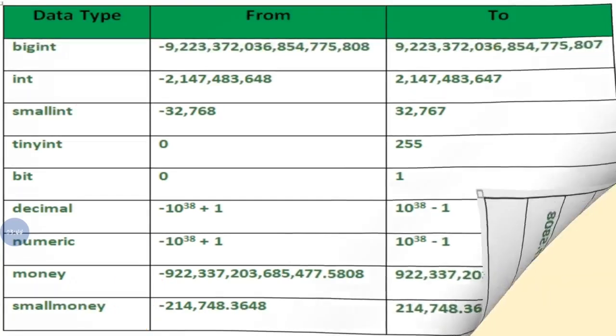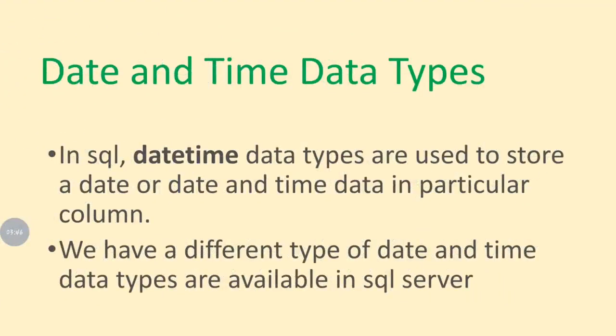Now we will see the next one, date and time data types. Date and time data types are used to store a date, or a date along with the time, in a particular column. So we can store the date as well as the date along with the time. We have different types of date and time data types available in the SQL server, which we will see in the next slide.